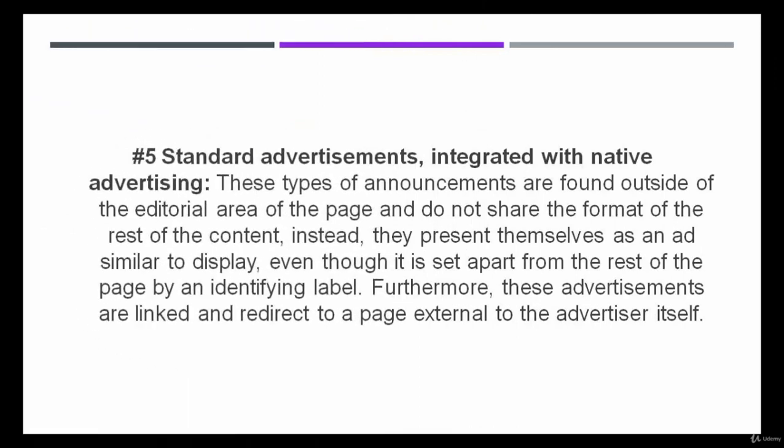Fifth, standard advertisements integrated with native advertising. These types of announcements are found outside of the editorial area of the page and do not share the format of the rest of the content. Instead, they present themselves as an ad similar to display, even though it is set apart from the rest of the page by an identifying label. Furthermore, these advertisements are linked and redirect to a page external to the advertiser itself.